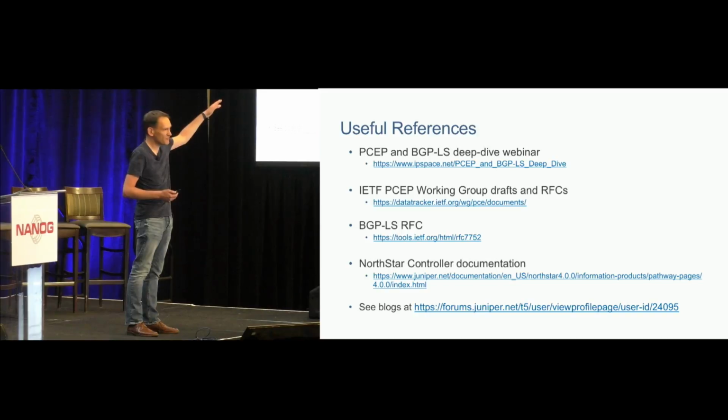There's 10 years worth of drafts and RFCs stretching back over time. You'll see recent ones like PCEP extensions for point-to-multipoint LSPs, PCEP extensions for segment routing. Then the BGP-LS RFC. If you're interested in particular implementations, you can read about ours, which is called NorthStar. And then finally, a few blogs which I've written on related topics.